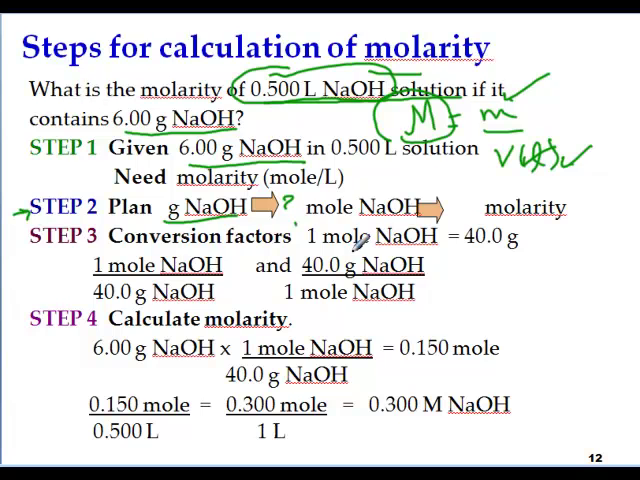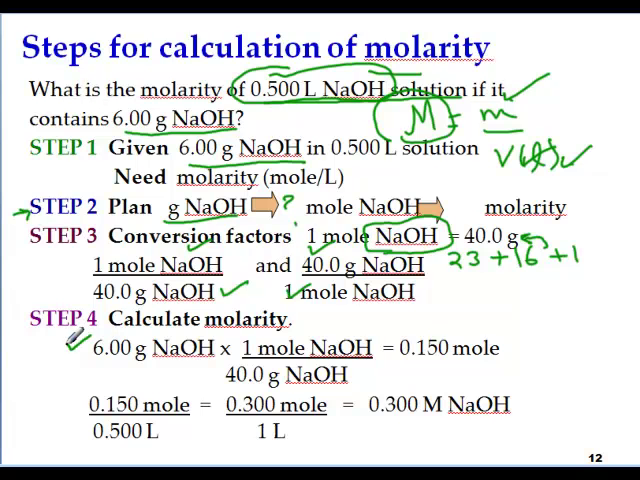We learned earlier that the molecular weight of any compound is found by taking the atomic weight of each of its elements. So if I take 23 grams for sodium, 16 grams for oxygen, and 1 gram for hydrogen, that totals to 40 grams. So 1 mole of sodium hydroxide equals 40 grams, or 40 grams equals 1 mole. So these are the two conversion factors.